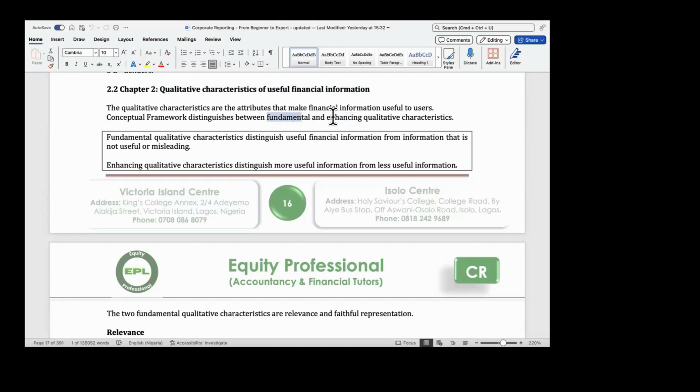The fundamental qualitative characteristics are the ones that distinguish a useful financial information from an information that is not useful or misleading. So it is the fundamental characteristics that make the financial information useful. When you have a financial information that does not have these fundamental characteristics, that means that financial information is not useful. The enhancing ones make the information more useful or less useful.